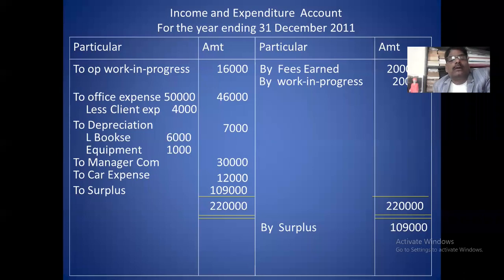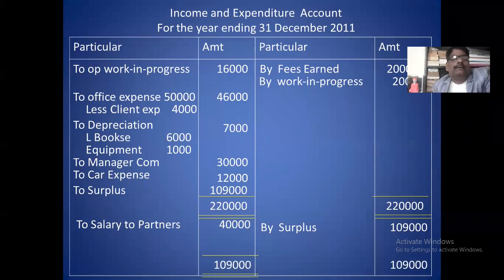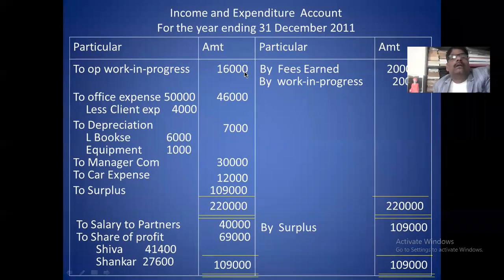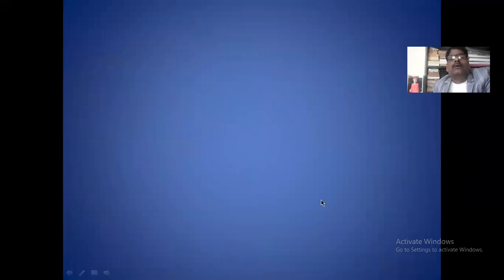In the appropriation account, distribute salary to partners. Salary to partners is 40,000. Then 69,000 is the balance of profit. You distribute it between partners: first partner 41,400, second partner 27,600. This is the income and expenditure account. Then after completing the income and expenditure account, you go to balance sheet.